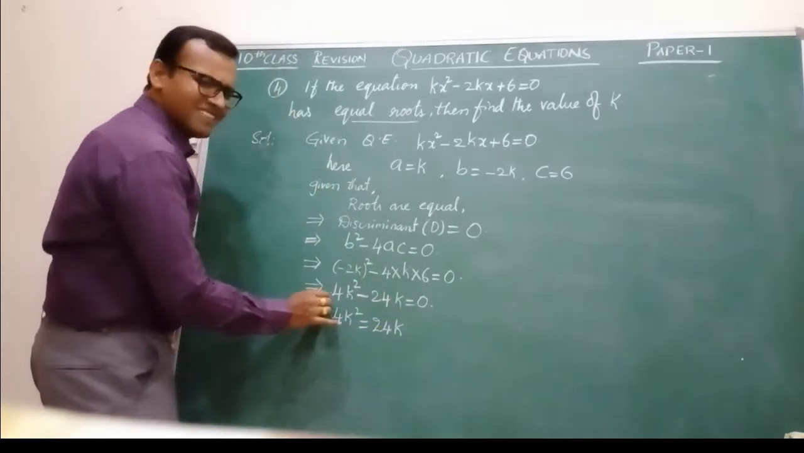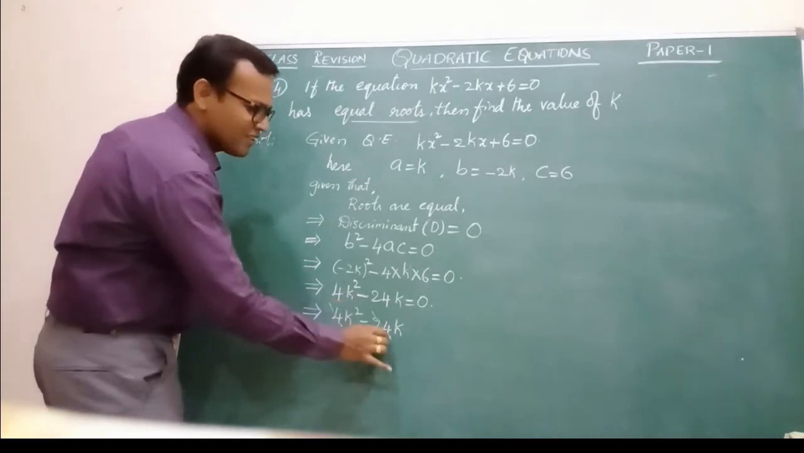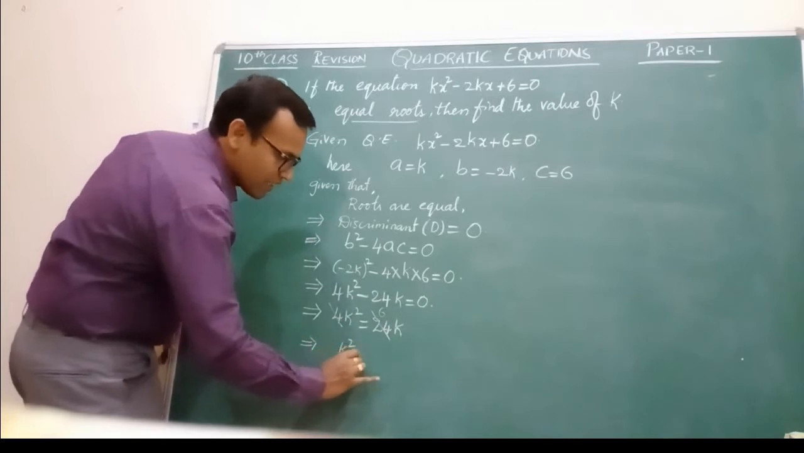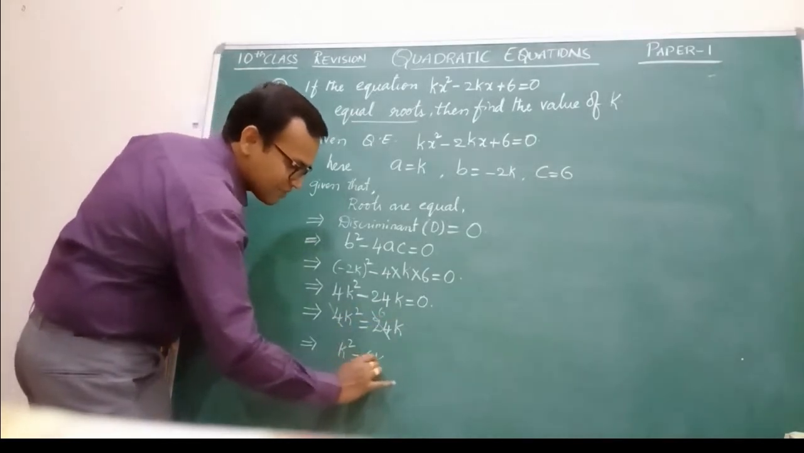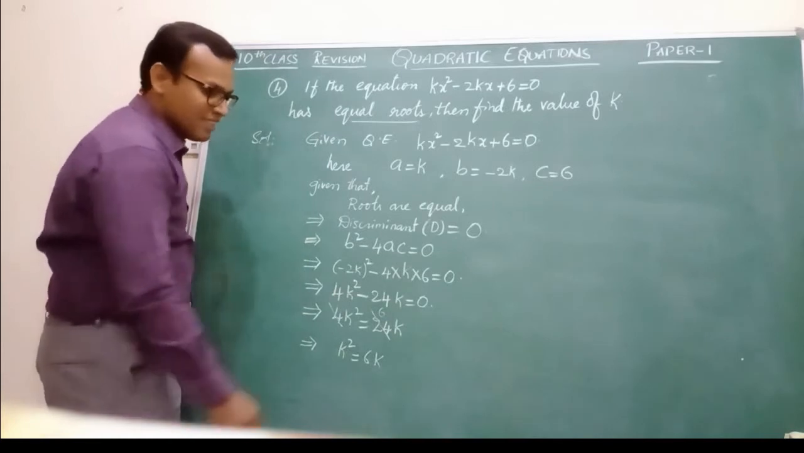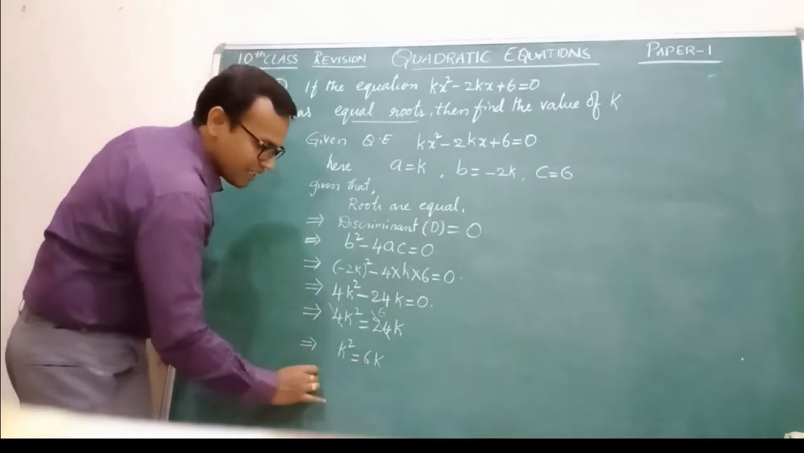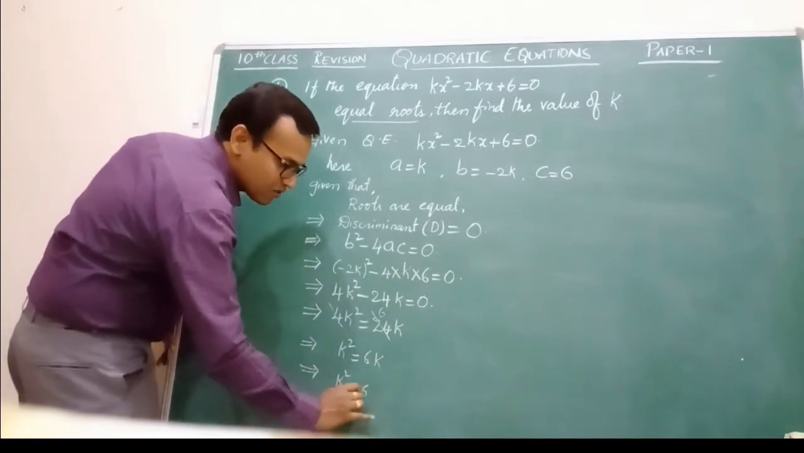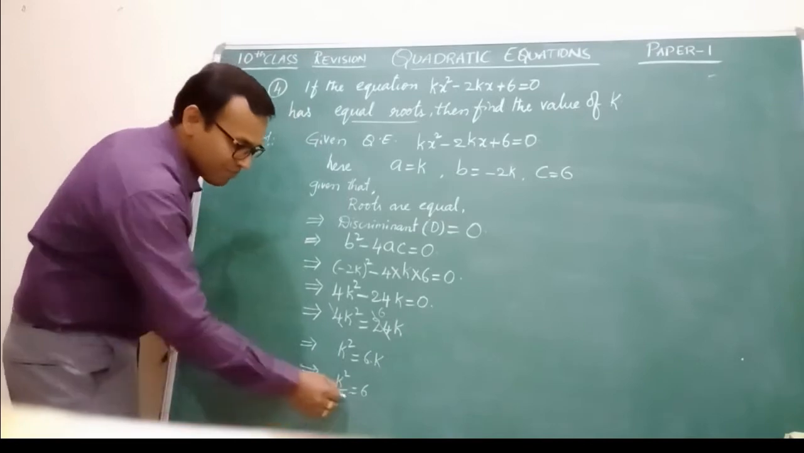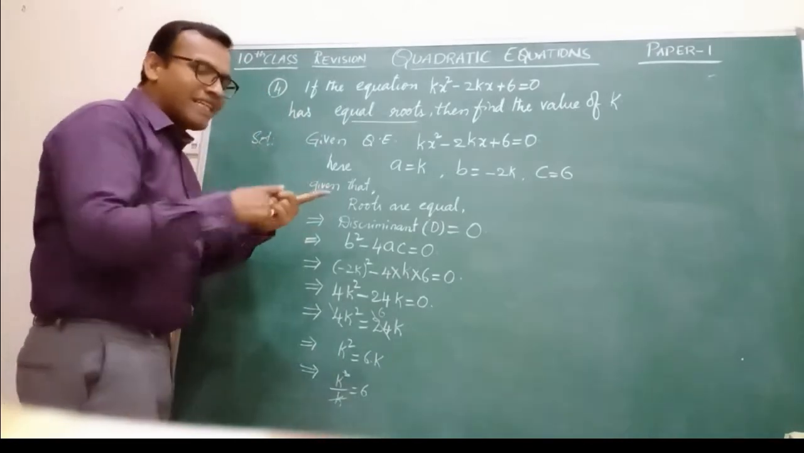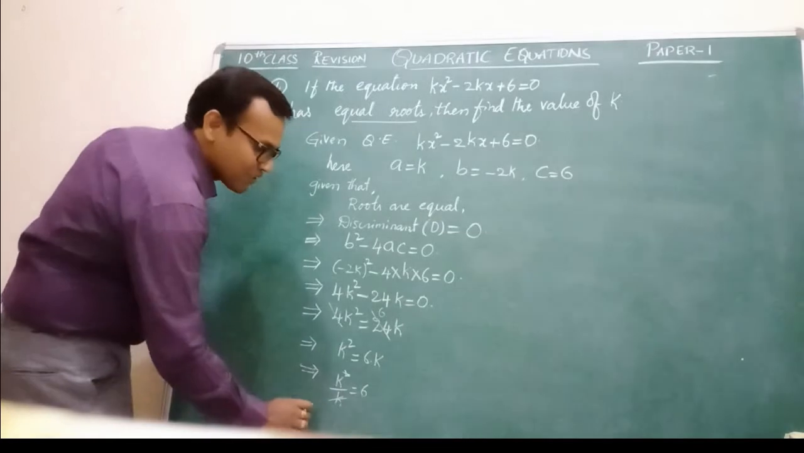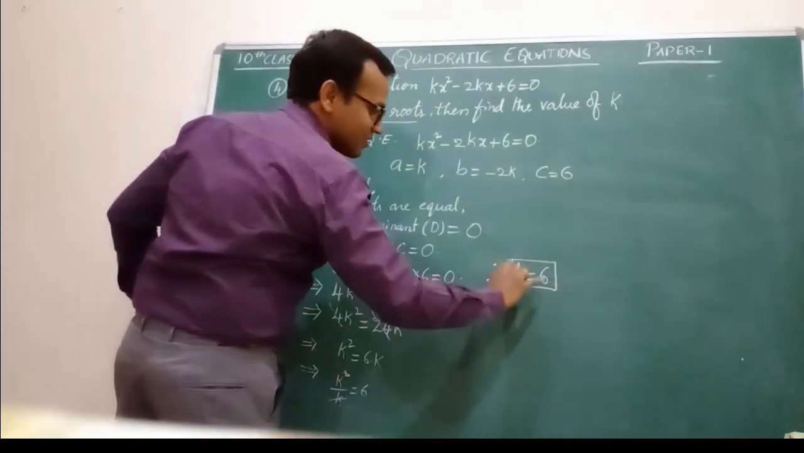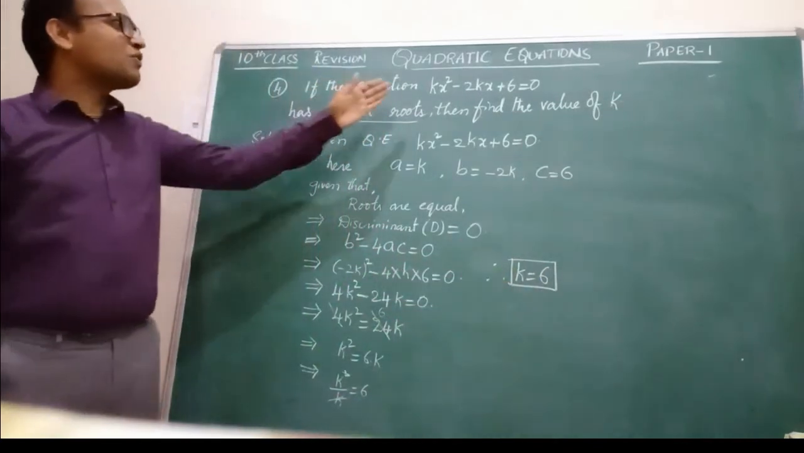Now just simple calculation. 4k square is equal to 24k, so k square is equal to 6k. Alright, so let us bring this k to the left side. k square by k is equal to 6, because this side into, the other side is by. So out of k square, one k cancels, one more k left. So hence k value is 6. He asked us to find the value of k. k value is 6.